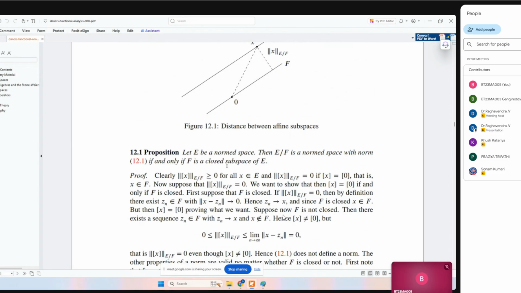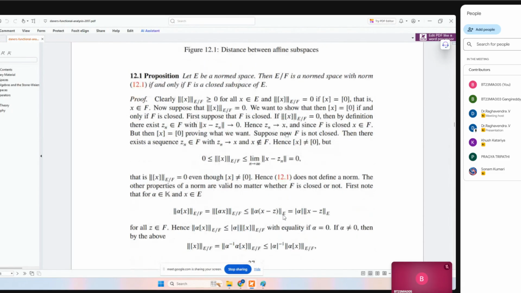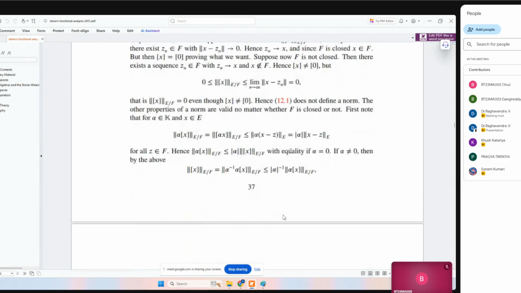That is what I was telling you in the beginning. When you do group theory, you also define the quotient of a group. But a quotient of a group is defined only if the subgroup is normal. So here, instead of normality, we are taking the closed subspace. So this is one very interesting theorem.